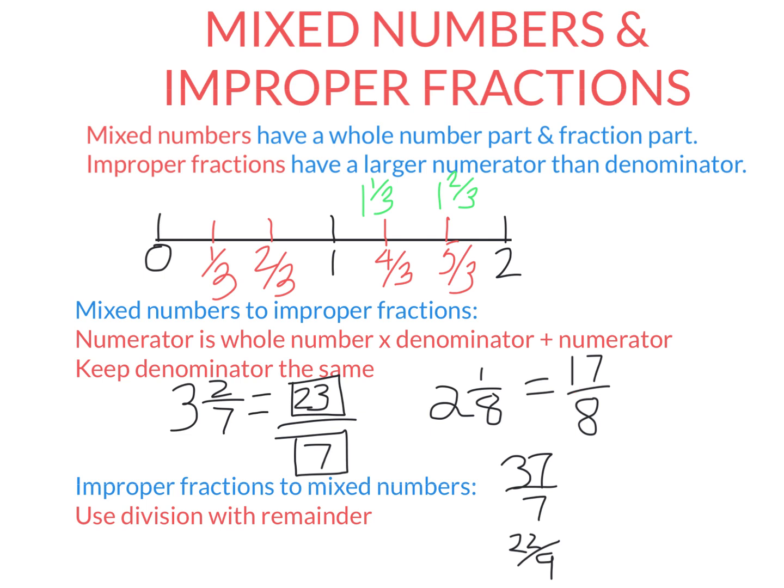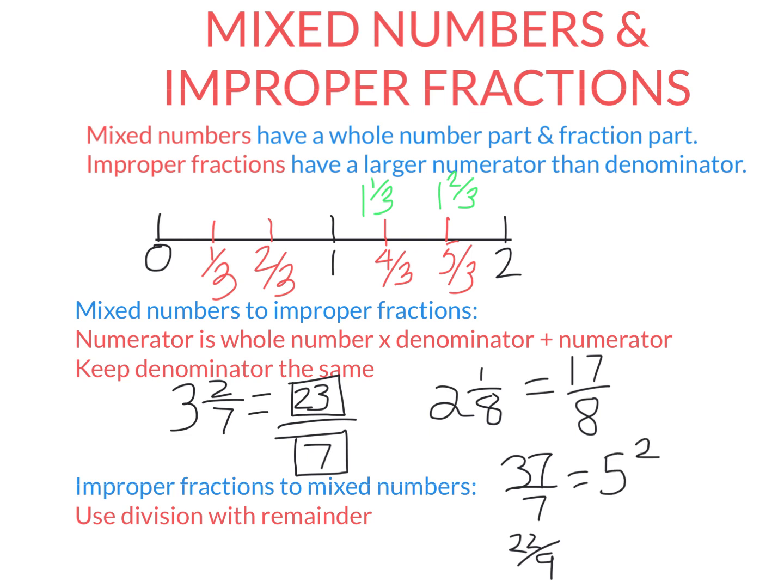Let's look at going the other way. How do we go from improper fractions to mixed numbers? Well, we just use division with remainder. What does that mean? Remember the vinculum, the fraction line means divide. This is saying 37 divided by 7. So what we do is we say, how many times does 7 go into 37? Well, it goes 5, remainder 2.